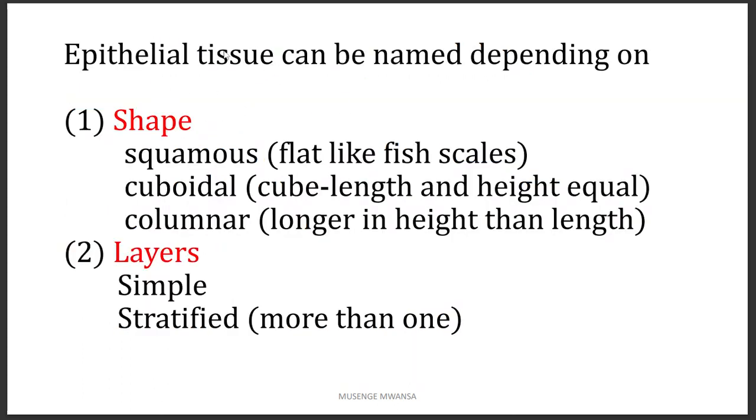So an epithelial tissue can be classified or named depending on the shape that it has and the layers. On the shape, if you have got a flat shape, that is going to be called squamous. If you have got a cuboidal shape, that is going to be called cuboidal epithelium. A cuboid is simply a shape of four sides which have equal length. And then if it is longer going up than in size, then that is going to be called columnar.